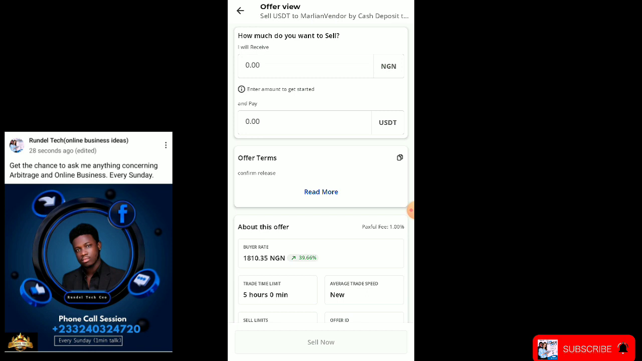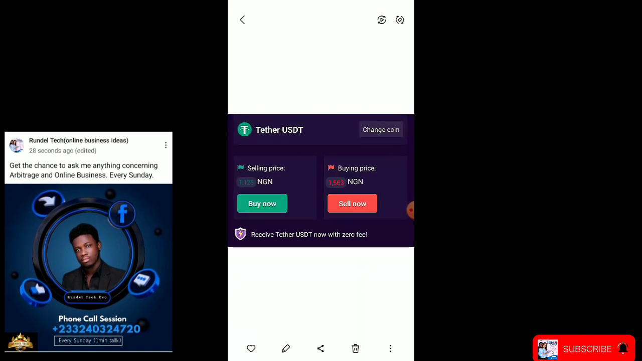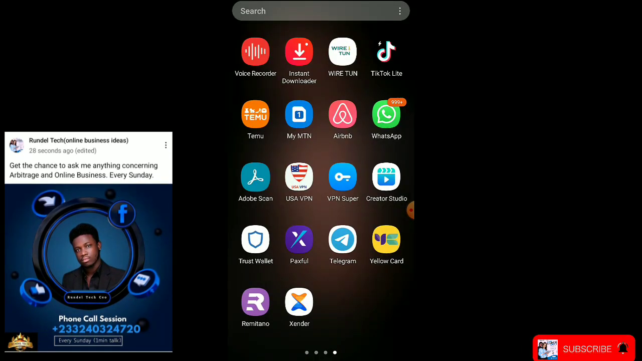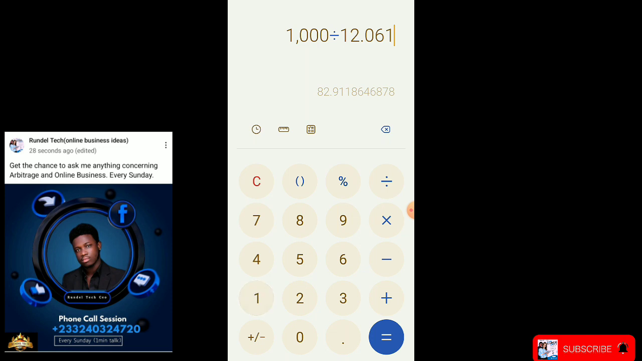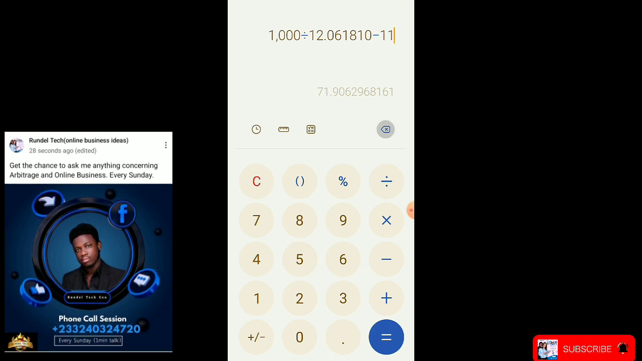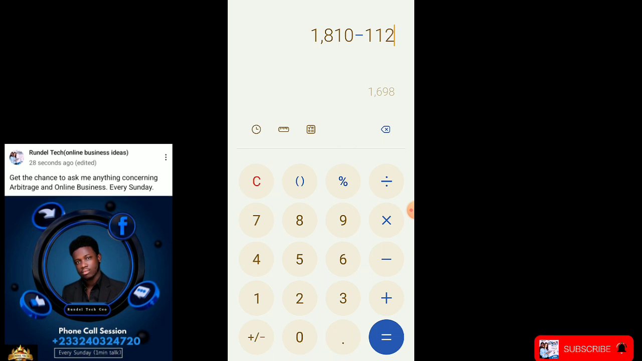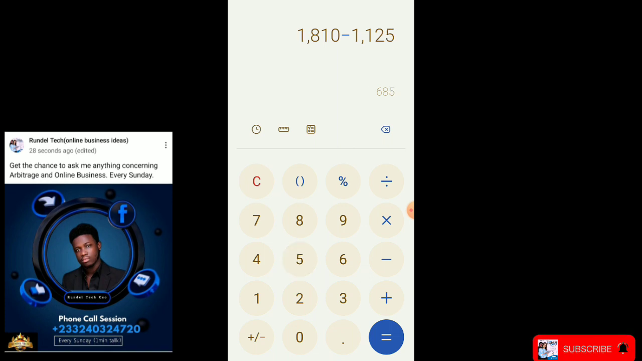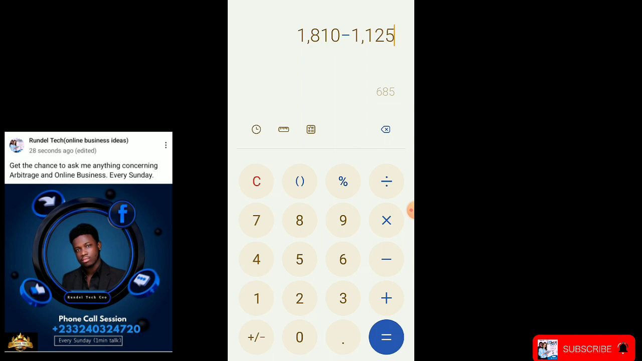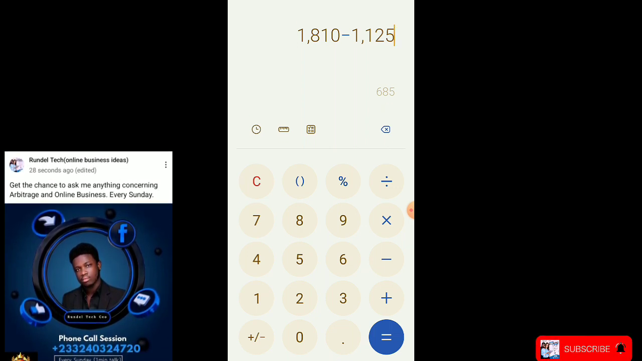Let me see the rate over here. 1,125. So 1,810 minus 1,125. I'm making 685 naira from only one trade, and this is the interest when I sell only one USDT. If I'm selling only one USDT, I'm making 685 from it.